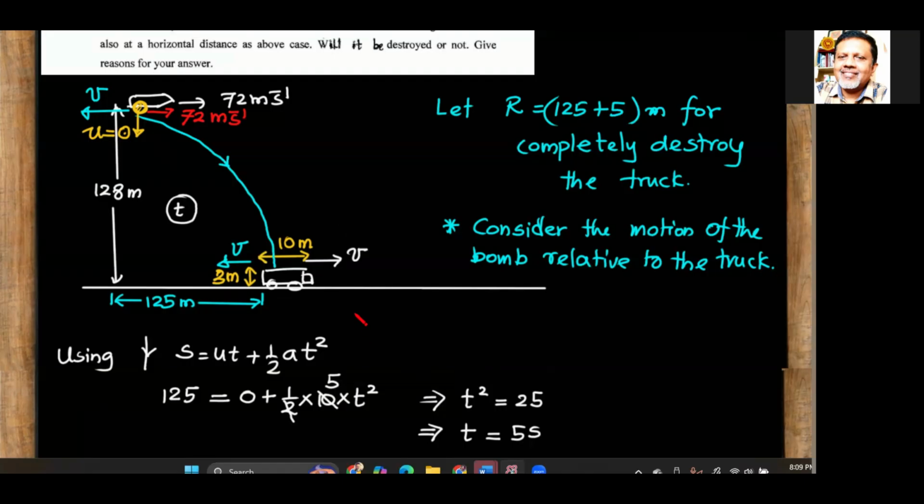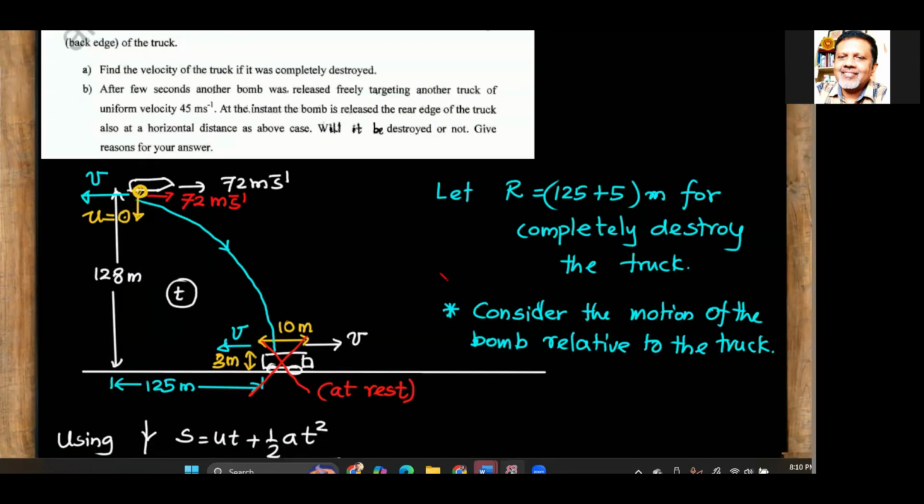Therefore, to do this type of problem, we have to consider the motion of the bomb relative to the target. So the target is the truck. Therefore, we are going to stop the truck. Now you can see by giving the velocity in the backward direction, this can be considered as at rest. This is now at rest, right? That is what we call the motion of the bomb relative to the truck. Okay, that is part A, right?